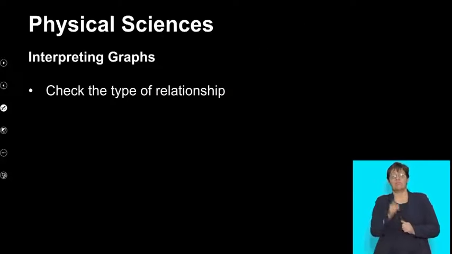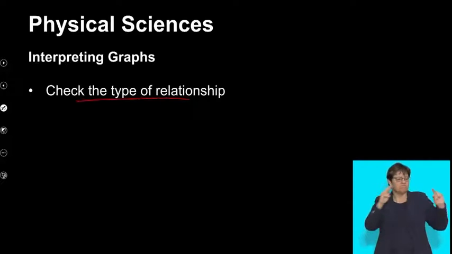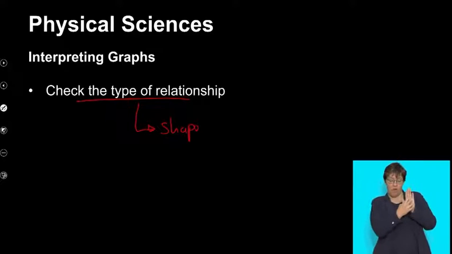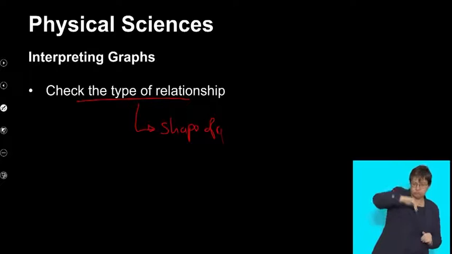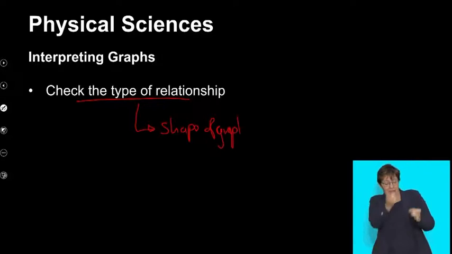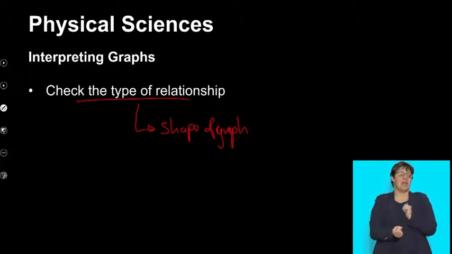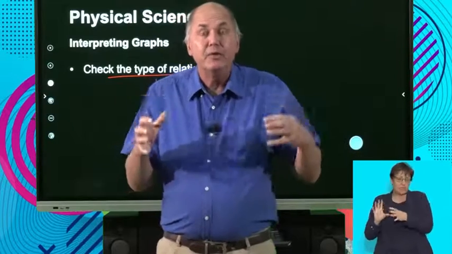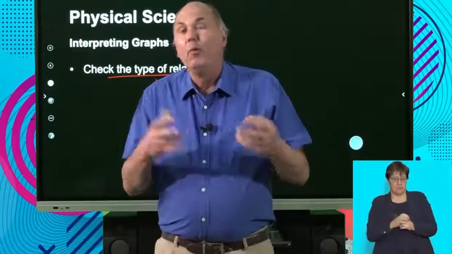So when we interpret graphs, it's about recognizing what the type of relationship is, and the type of relationship we can see based on the shape of the graph. The shape of the graph gives us a very good indication of what's happening between the variables. And I want to remind you about the different types of relationship that are related to shape. So where do we begin?